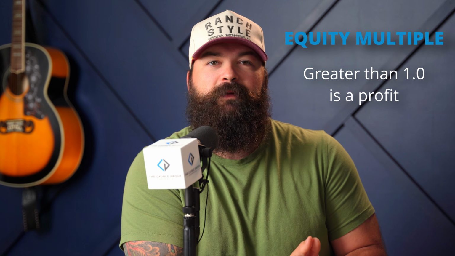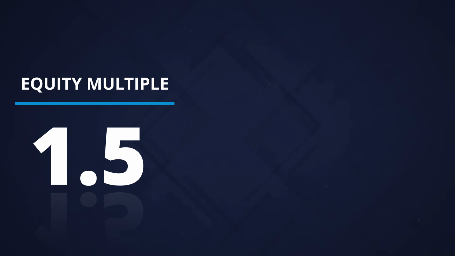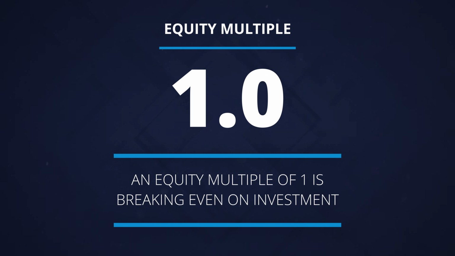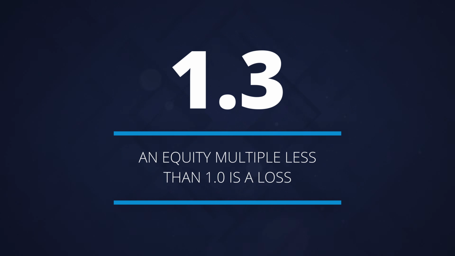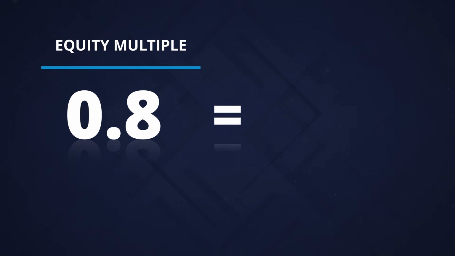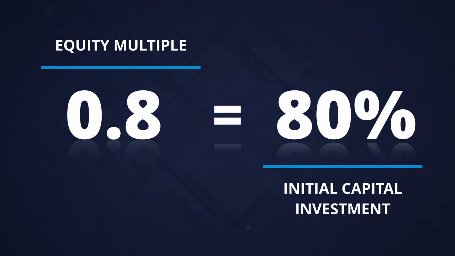Here's what different equity multiples mean. An equity multiple greater than 1.0 means you're making a profit. If it's 1.5, you've received 1.5 times your initial investment. An equity multiple that is equal to 1.0 means that you've broken even. You got back exactly what you put in. And an equity multiple less than 1.0 means you've had a loss. For instance, a 0.8 indicates you've only received 80% of your initial capital investment.